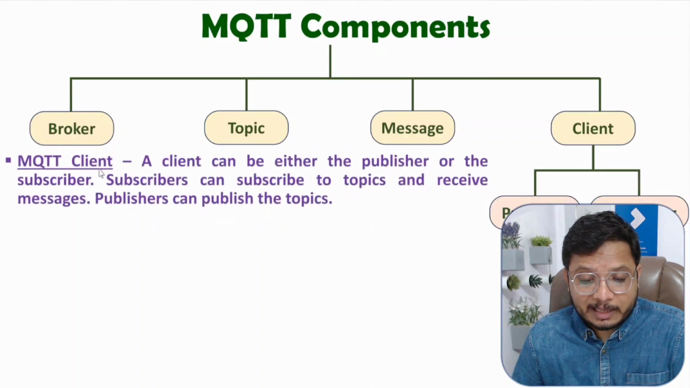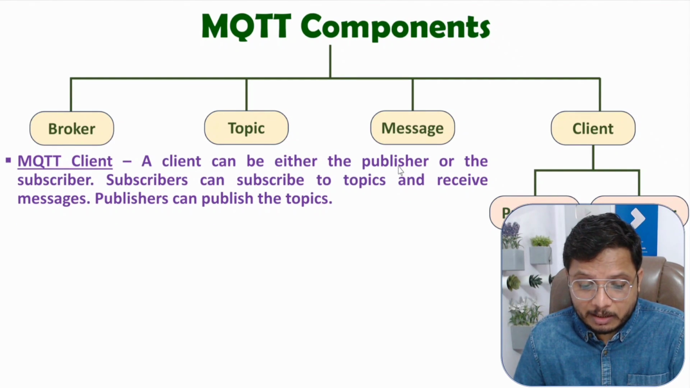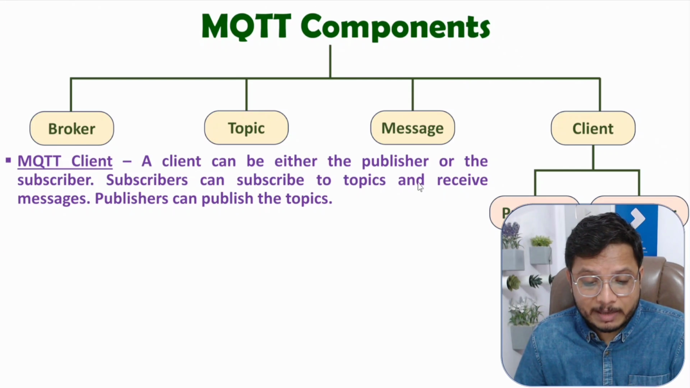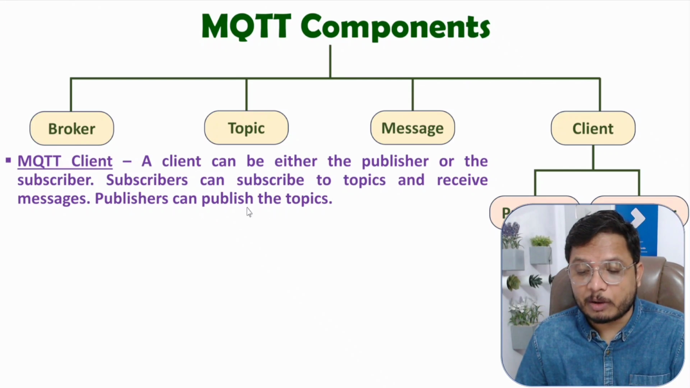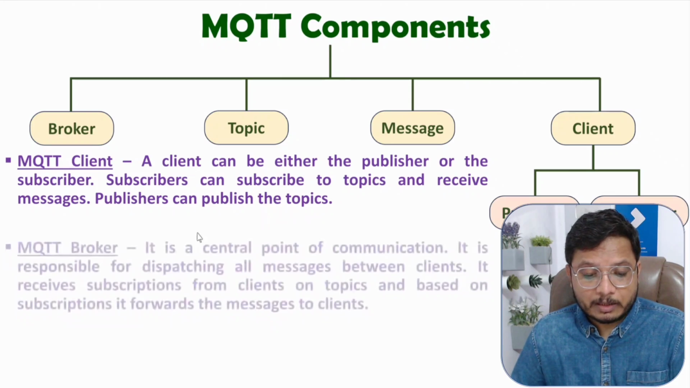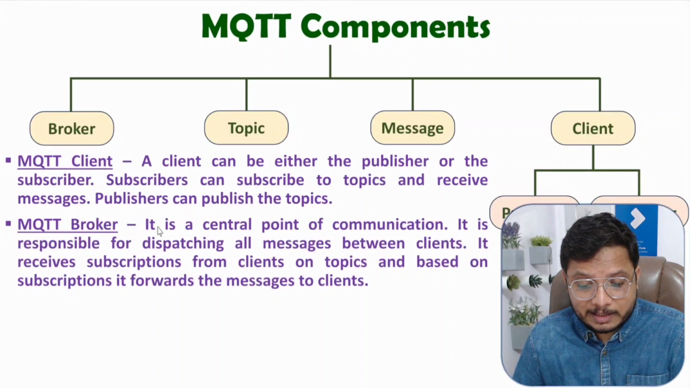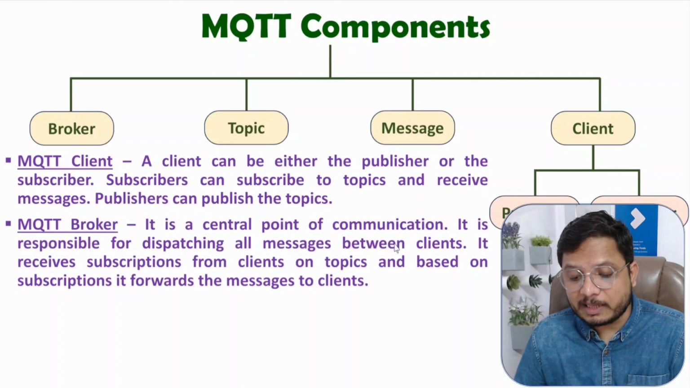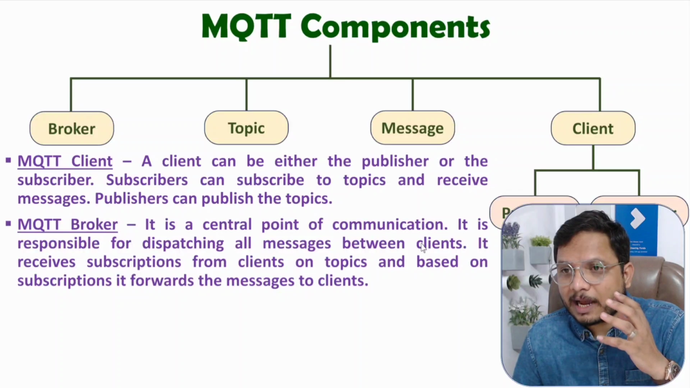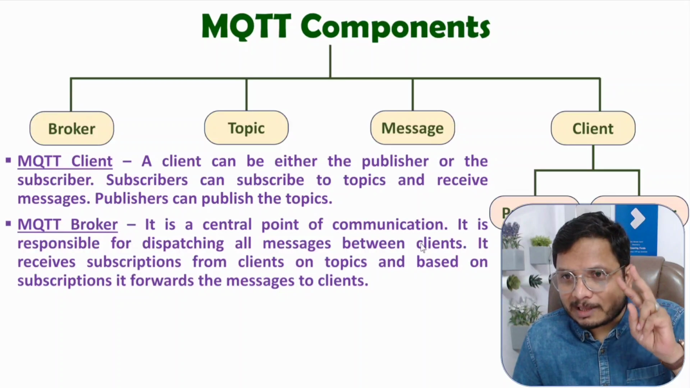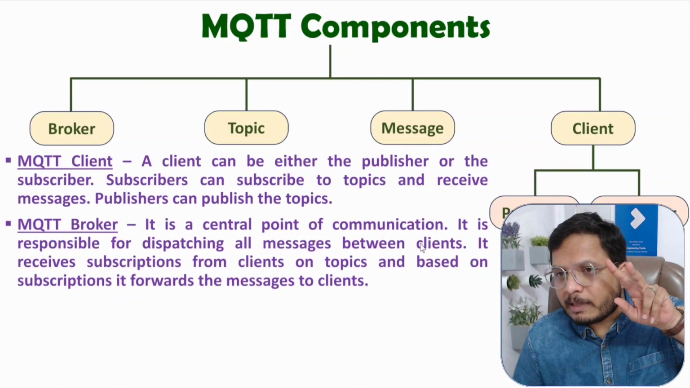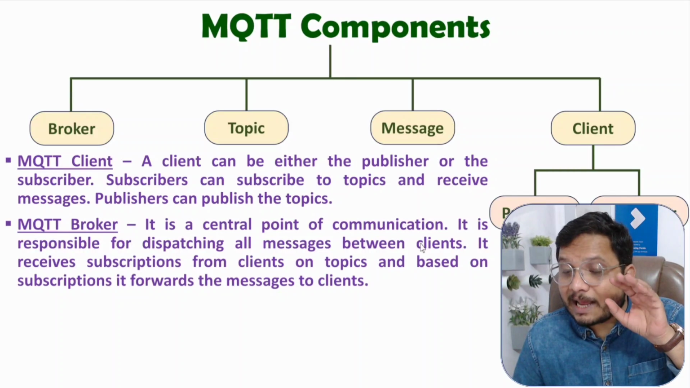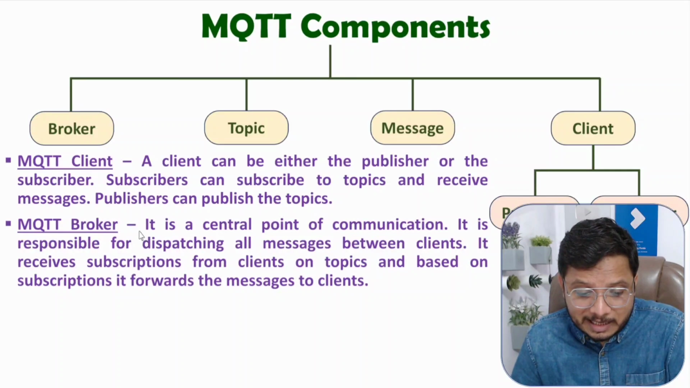See, an MQTT client can be either a publisher or a subscriber. Subscribers can subscribe to a topic and receive the messages, and a publisher can publish to a topic, right? The MQTT broker is the central point of communication. It is responsible for dispatching all the messages between clients. So here, publisher and subscriber both are clients. Communication happens between publisher and subscriber, but the entire handling is done by the MQTT broker.